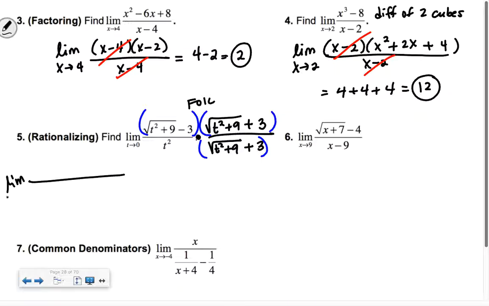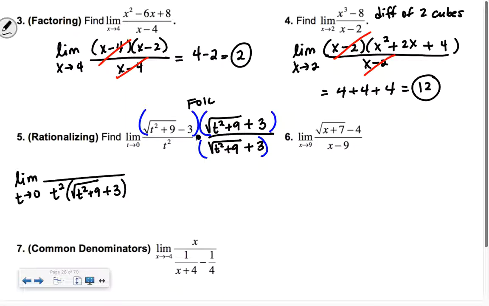Let me write my limit. I can't be a bad calc teacher. Do you guys get tired of writing limit, limit, limit? So I'm going to leave the bottom as t squared times the square root of t squared plus 9 plus 3. I don't want to multiply that t squared in. I'm just going to leave it like that because there's usually something that's going to reduce out.